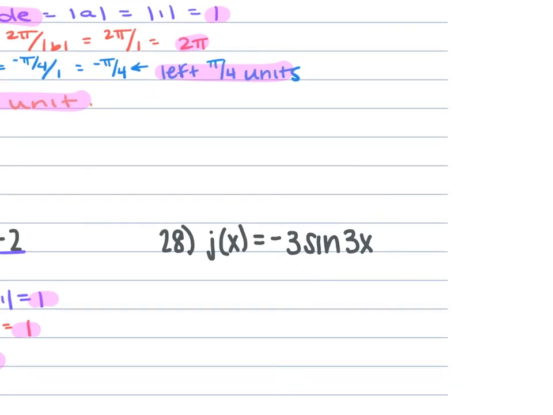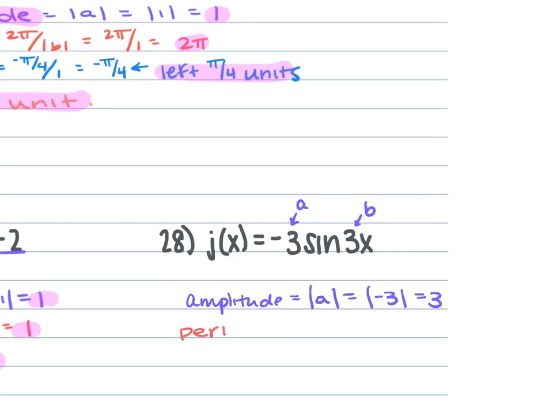For 28, we have j of x is equal to negative 3 sine 3x. So our a is negative 3, our b is 3. We don't have a c, and we don't have a vertical shift either. So our amplitude is the absolute value of a, which is the absolute value of negative 3, which is just 3.